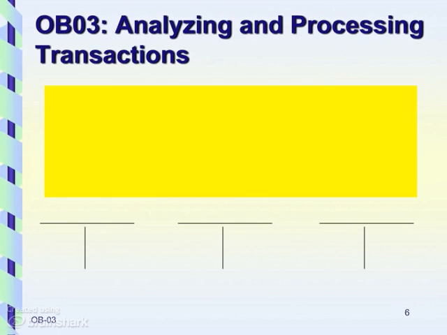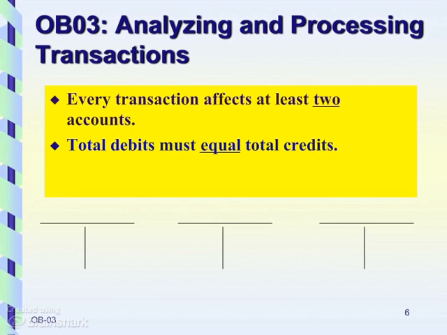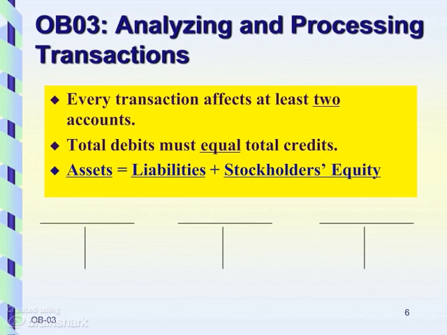We know that every transaction affects at least two accounts. We also know that the total of our debits must equal the total of our credits for each transaction. And we also know that our accounting equation after each transaction must remain in balance. So when we're done with entering the debits and the credits for a transaction, we know that the accounting equation, assets equals liabilities plus stockholders' equity, must stay in balance.